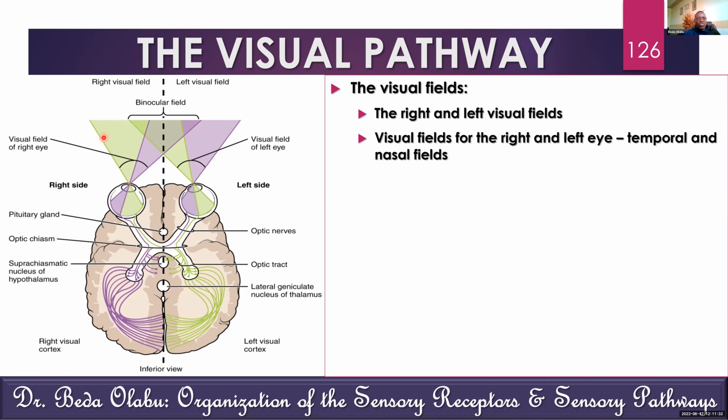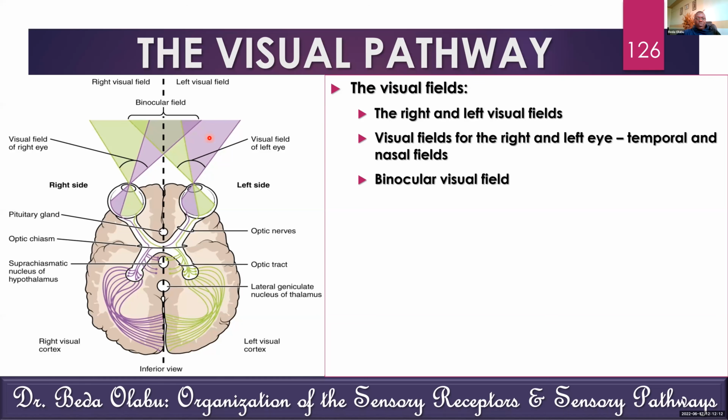Those ones are considered to be temporal rays. Temporal means lateral. So this is temporal ray of the right eye. And this is nasal, means medial. Nasal ray of the right eye. Similarly, this is a nasal ray of the left eye, and this is temporal ray of the left eye. Temporal means lateral, and nasal means medial. And we can use those rays also to represent fields. So there's a temporal field and a nasal field of each eye.